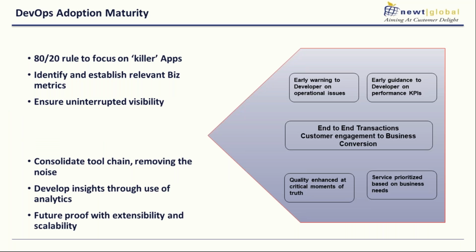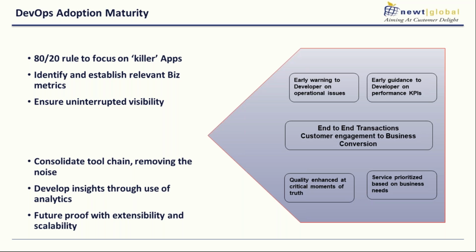Looking at the maturity curve in a slightly different fashion, the DevOps adoption has basically a feed forward, feed backward mechanism where you get an early warning to the developer based on operational issues. That's the biggest advantage of being a DevOps enabled company. You don't wait for the problem to occur in production and then start working to resolve the issues and reacting more.